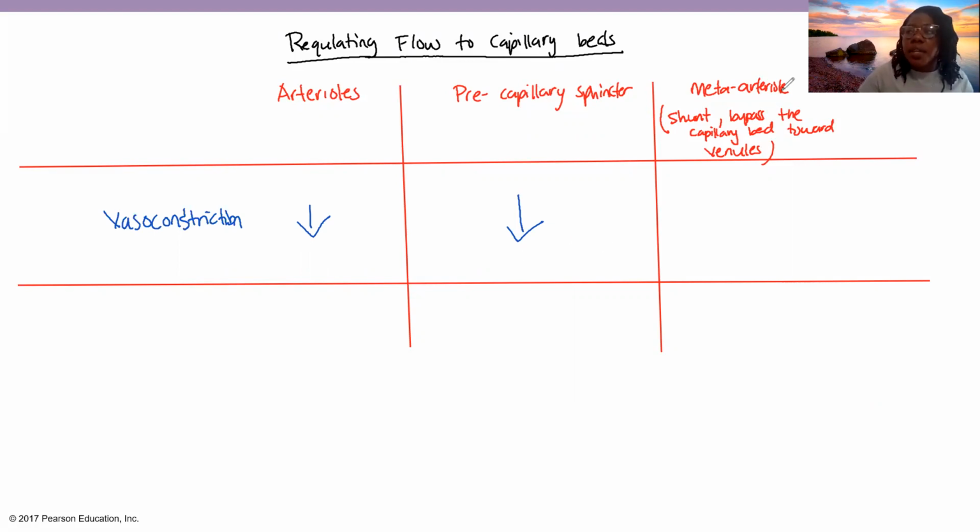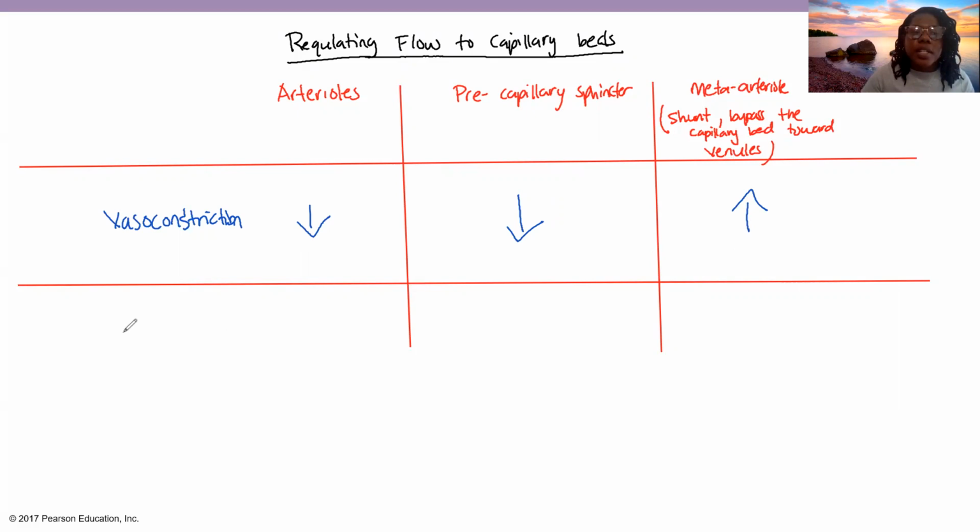The meta-arteriole, on the other hand, is bypassing the capillary bed. And so if I vasoconstrict the meta-arteriole, I'm going to increase how much blood is not going away from the capillary bed, but is going to the capillary bed instead. So vasoconstriction of the meta-arteriole increases flow to the capillary bed. All right, I hope that's clear.